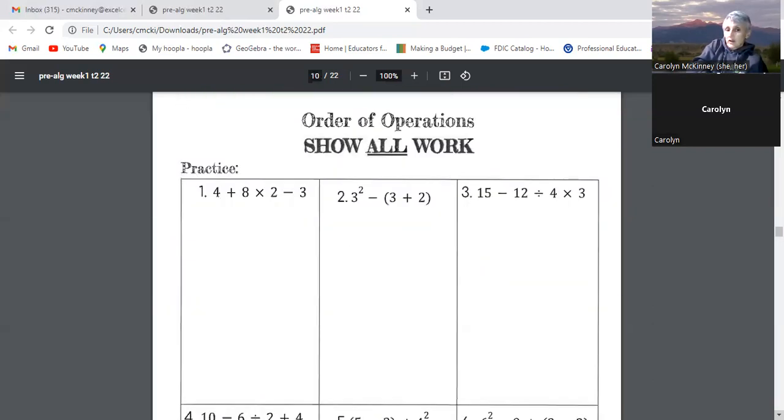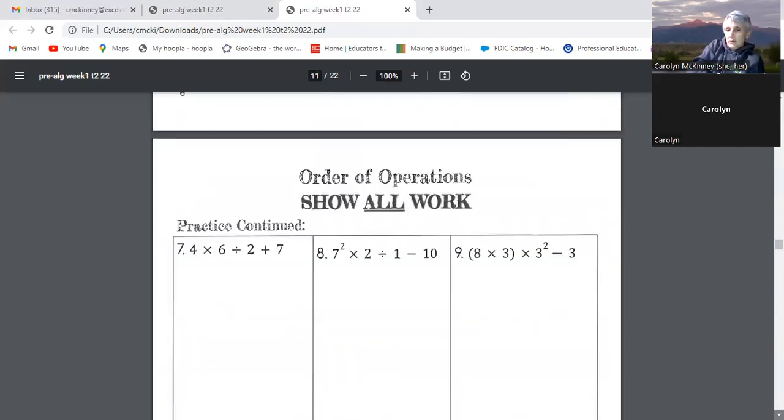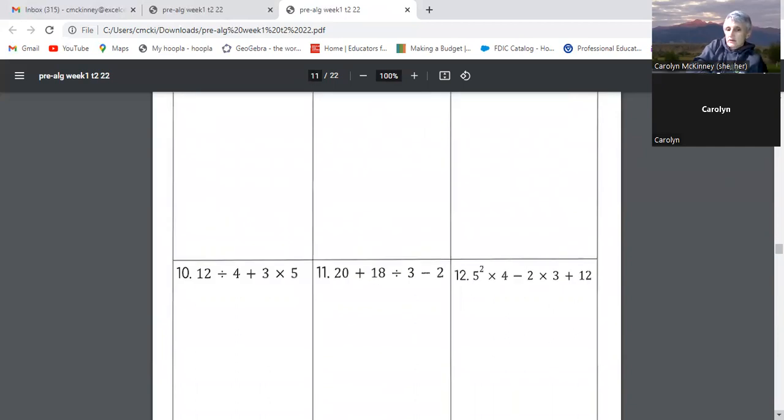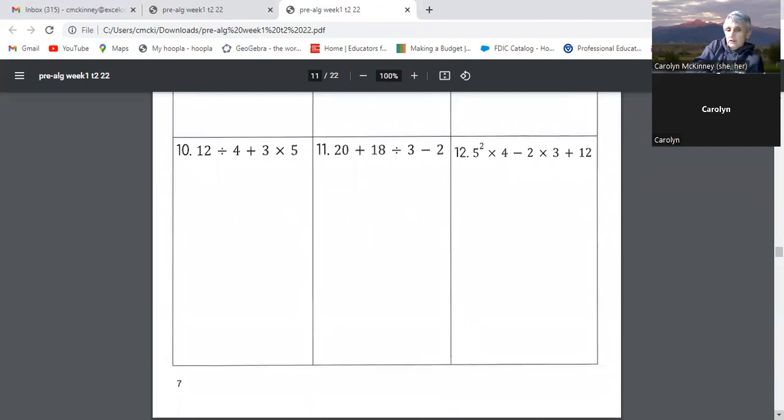See, we got some order of operations practice. Lots of practice, all right? So some of these may be a little bit different. They all follow those same order of operations. So you have 12 order of operations problems.